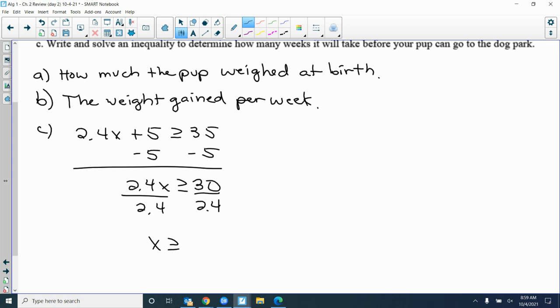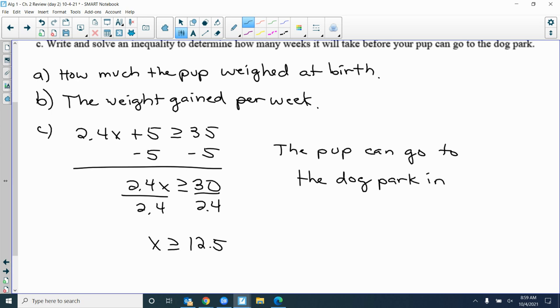Damien, what do we end up getting when we divide 30 by 2.4? 12.5. All right, so if I'm going to round it off to the nearest whole number, x is greater than or equal to 12.5, then Maddie, how long do we need to wait? 13 weeks. So the pup can go to the dog park in 13 weeks. Okay? So for that one.